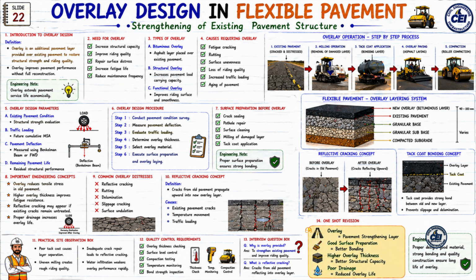Now let us look at the fifth topic. Five overlay design parameters. On which parameters does overlay thickness design depend? A. Existing pavement condition. Structural strength evaluation is done. B. Traffic loading. Future cumulative MSA is considered. C. Pavement deflection, which is measured by Benkelman beam or FWD. D. Remaining pavement life. Residual structural performance is evaluated. On the basis of these parameters, the overlay thickness is decided.